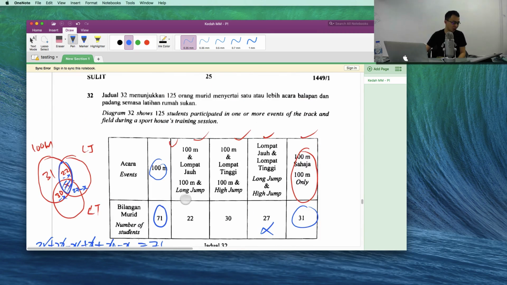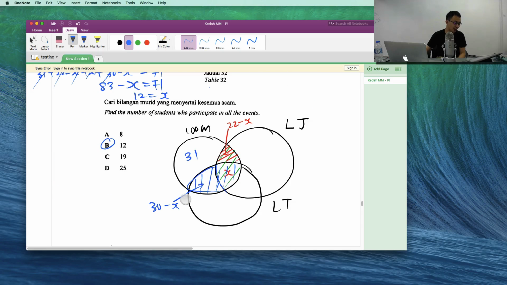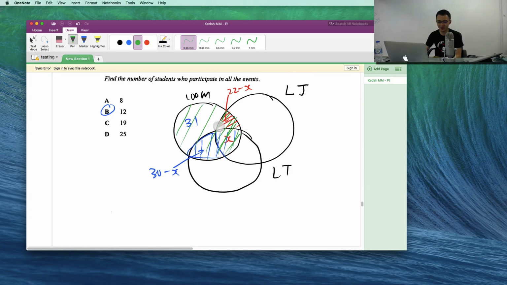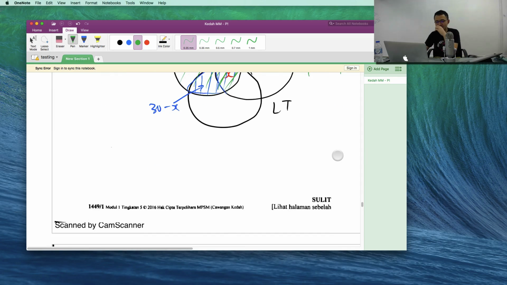Because we know the total number of people who play 100 meter is 71, therefore I can say my whole area here is 71. So I add every single one, I get 71. Okay, this is how I solve this one. I can call this a T question as well, because it's quite hard. I mean, it's not so much hard, just not so direct.